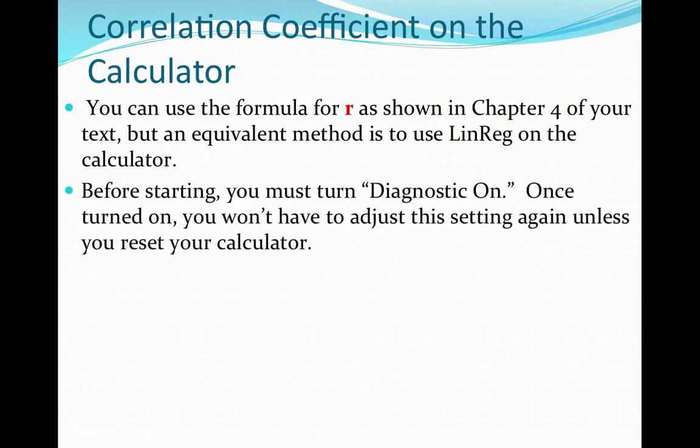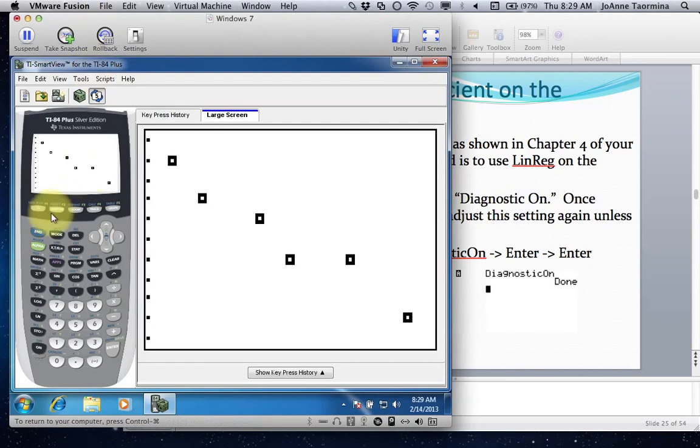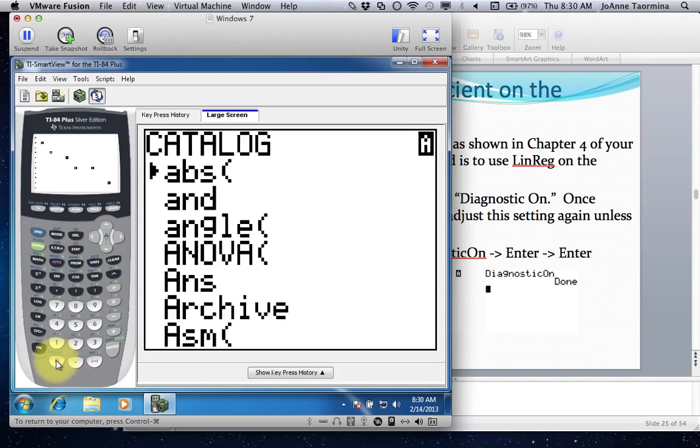Okay, there is a calculator setting that we have to turn on. It's called diagnostic on. And when we do this, we'll never have to do it again unless our calculator is reset. But it's important that we turn diagnostic on now, otherwise we won't be able to find the R value. So we're going to go to second, catalog. It's the blue letters above the 0 key. Okay, this is a catalog of all calculator functions in alphabetical order.